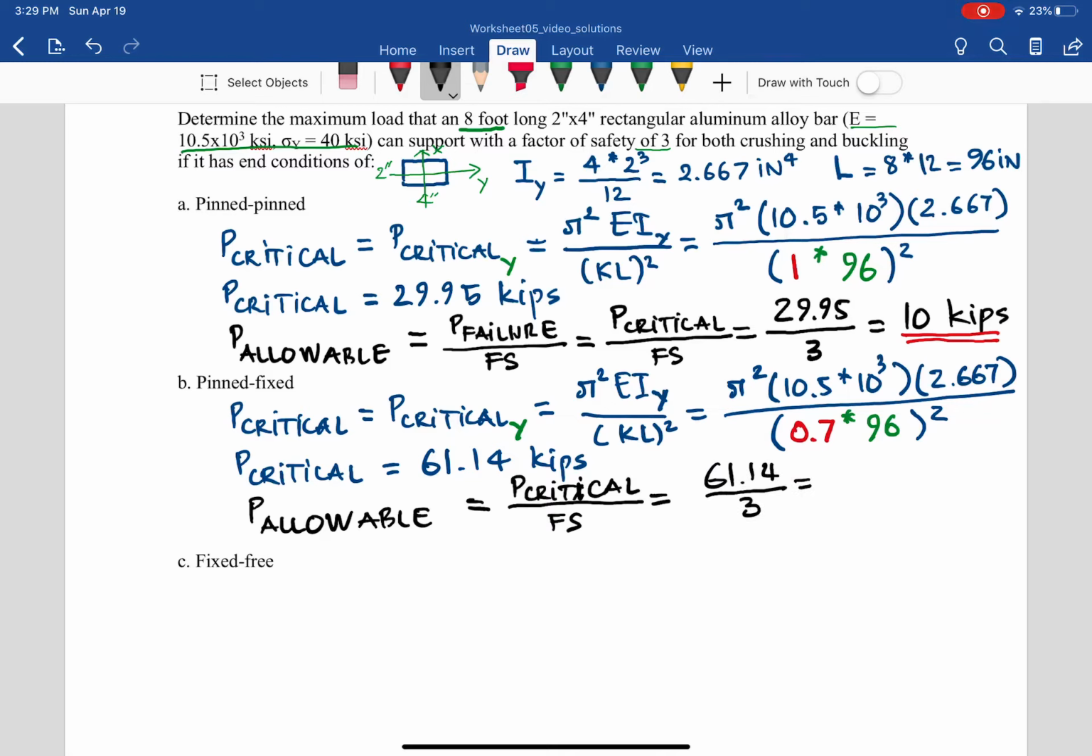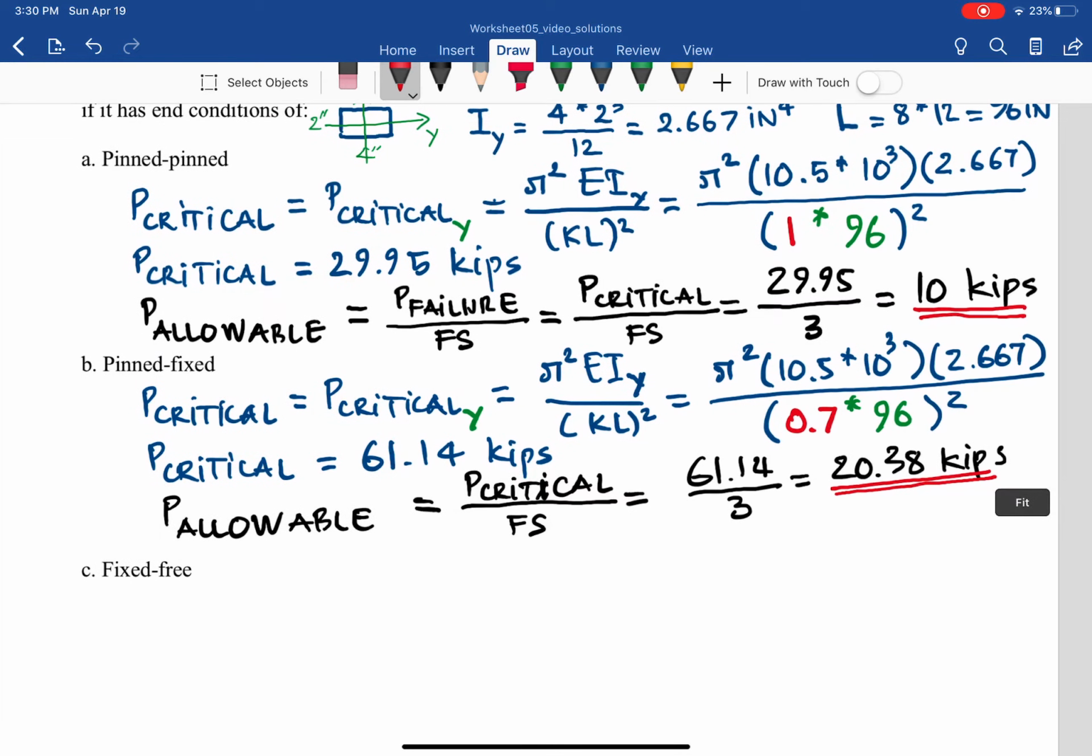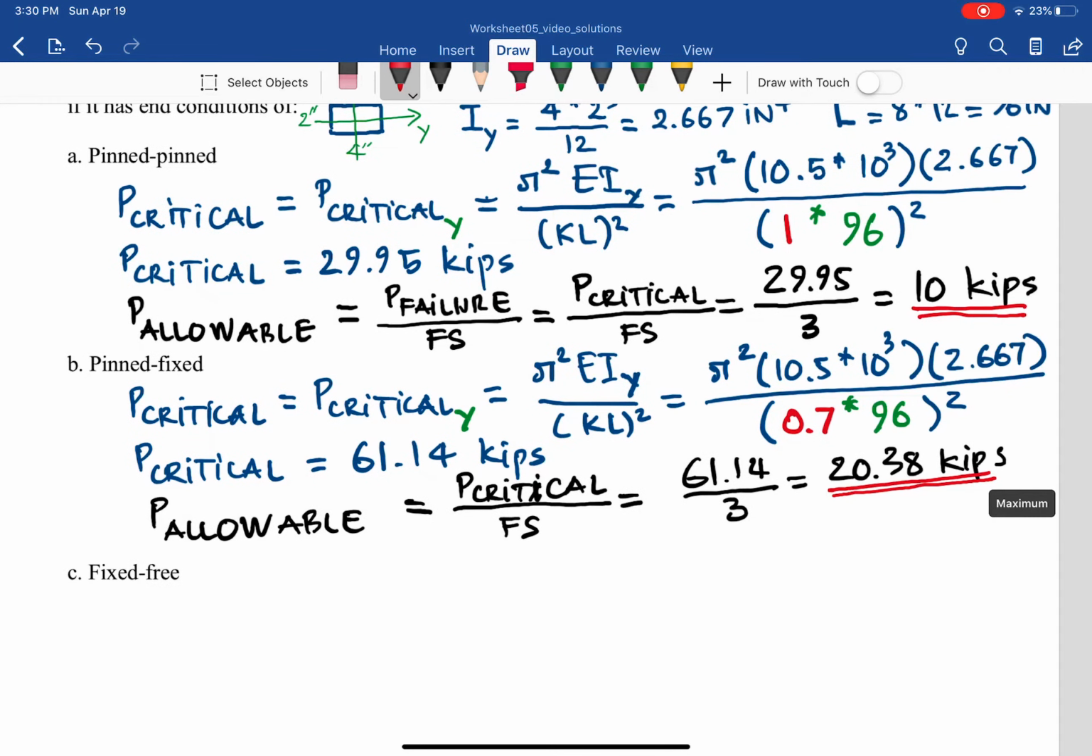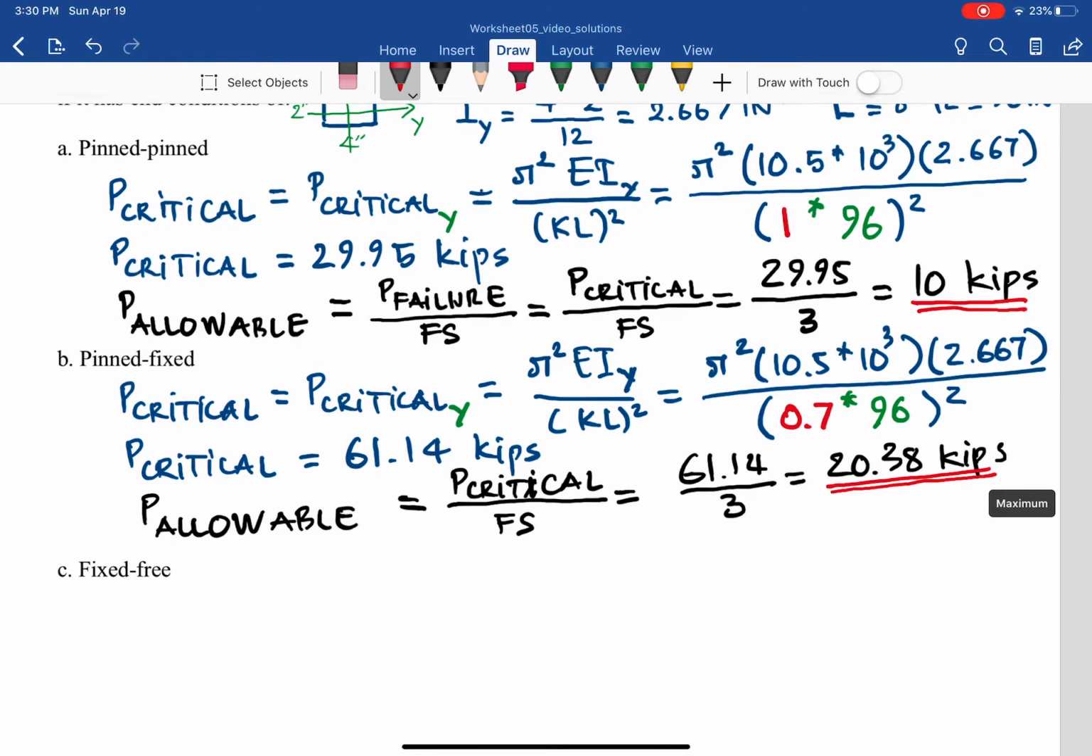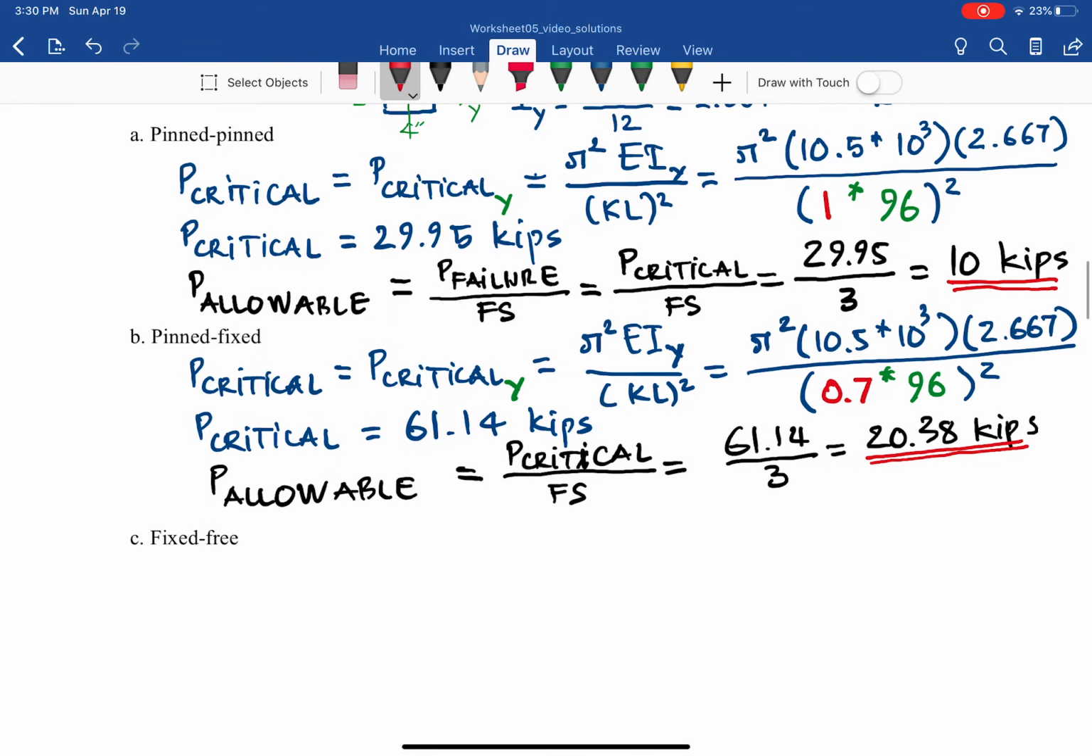It will get 20.38 kips. So with the same geometry, cross section and length, if the end condition becomes pin-fix from pin, you can see the allowable load is double, twice, from 10 kips to 20.38 kips.